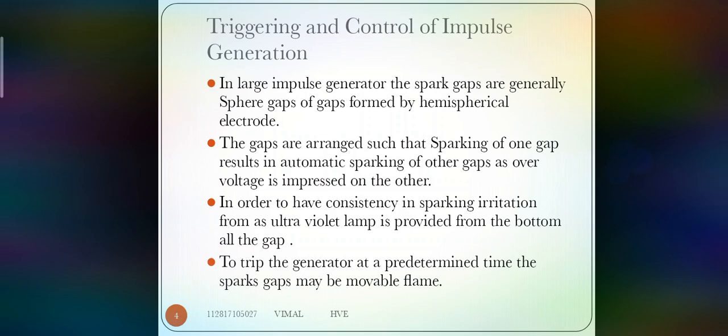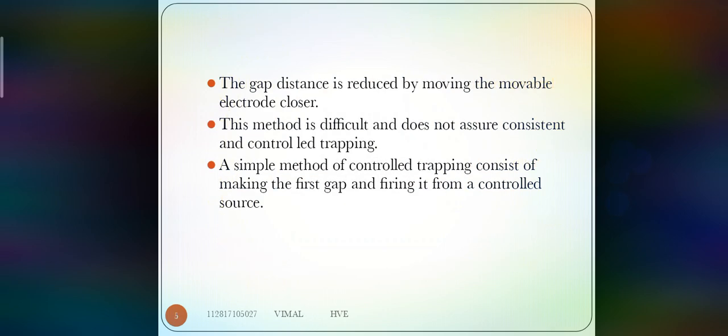In order to have consistent sparking, an ultraviolet lamp is provided from the bottom of all the gaps. To trip the generator at a predetermined time, the spark gap may have a movable frame. The gap distance is reduced by moving the movable electrode closer. This method is difficult and does not assure consistent and controlled tripping.